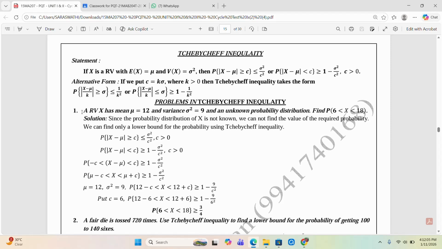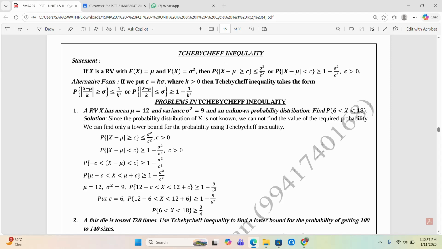Now the problem. A random variable X has mu equal to 12 and variance sigma square equal to 9. The probability distribution is unknown, and we have to find the probability P(6 < X < 18). So now we have to use the Tchebycheff inequality, by writing the formula P(|X - mu| >= c) <= sigma square by c square.